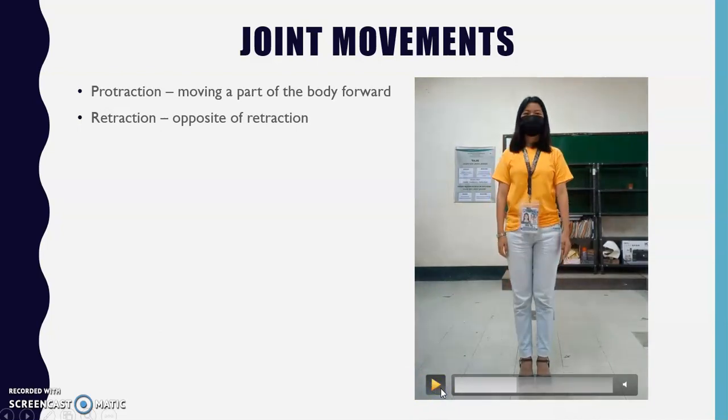So, pwede rin namang kamay yung gamit. Halimbawa is, itong upper extremity ko. So, arms forward. Yung arms forward na yun, ayan, that is already protraction. Pag arms downward, so retraction din yun. Depending lang kung anong part yung gumagalaw.